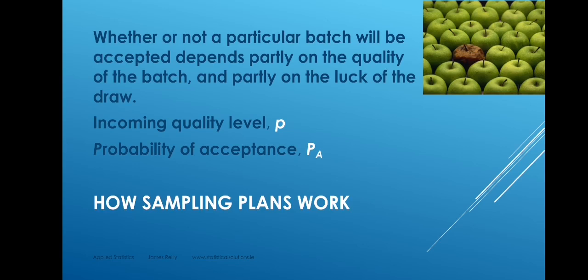So we define the incoming quality of a batch, the incoming quality level, that's defined by p. It's the proportion of defectives in the batch. And depending on the incoming quality level, there's a certain probability of acceptance of a batch like that. And that's denoted as capital P subscript A.